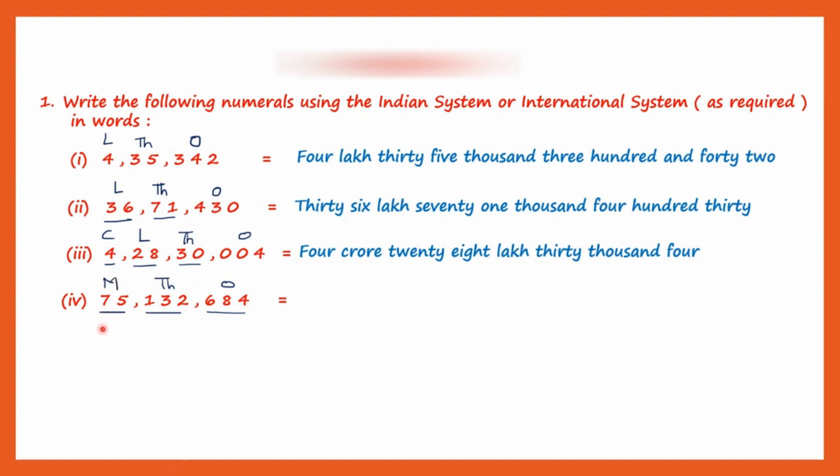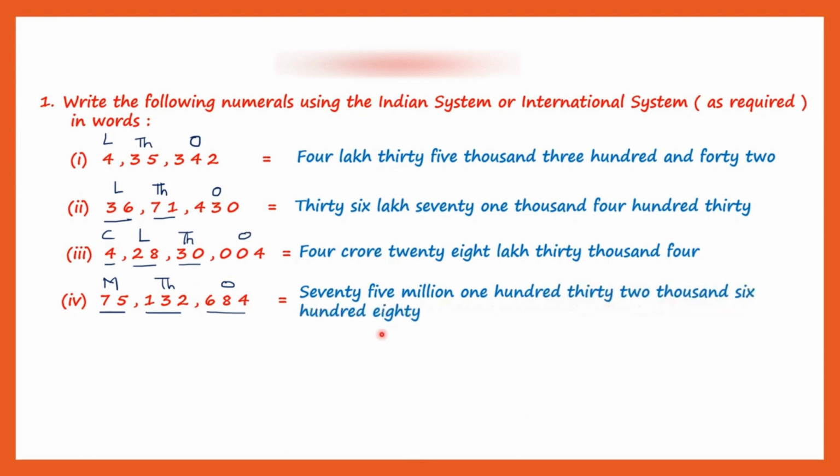So how do we read it? 75 million. Now this is 132, isn't it? 132,684. So let's write that. 75,132,684.